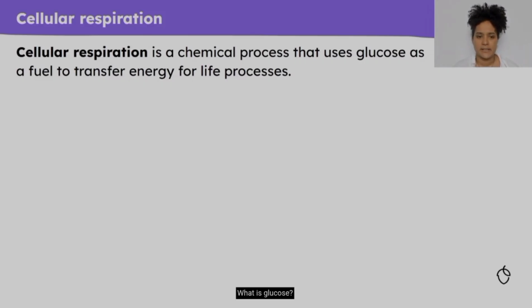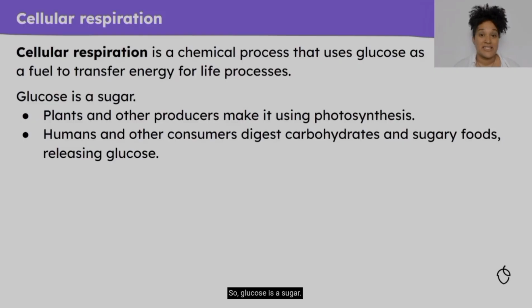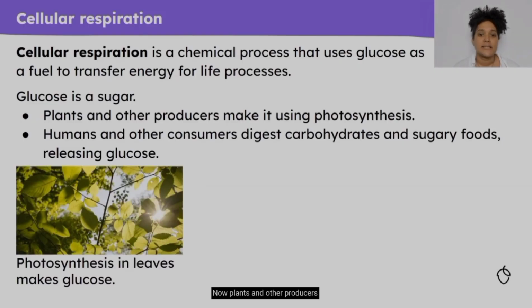What is glucose? So glucose is a sugar. Now plants and other producers make this sugar glucose by photosynthesis. Here in my picture, I've got some plant leaves because that's where photosynthesis takes place in plants. So plants use cellular respiration to transfer energy for life processes, but they get their glucose from photosynthesizing.